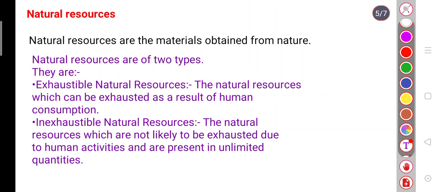Now, if we talk about inexhaustible natural resources, then these are the renewable resources, those that can be renewed. These are natural resources which are not likely to be exhausted due to human consumption and are present in unlimited quantities. For example, air and sunlight.